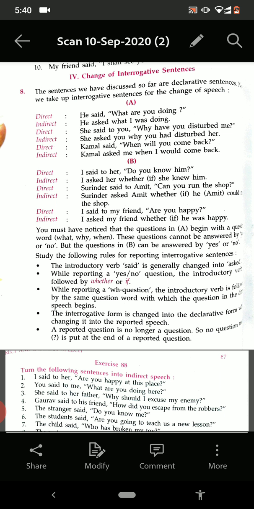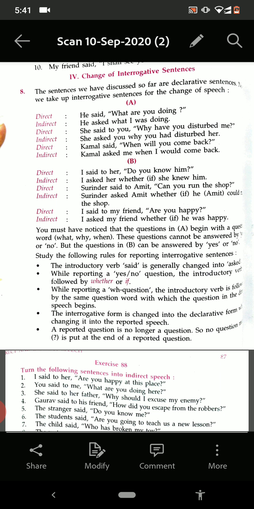Now see the B part. See the questions of what type are there. I said to her, "Do you know him?" I asked her whether she knew him or if she knew him. Then the second one, direct speech. Surinder said to Amit, "Can you run the shop?" Surinder asked Amit whether or if he could run the shop. Then I said to my friend, "Are you happy?" I asked my friend whether he was happy.